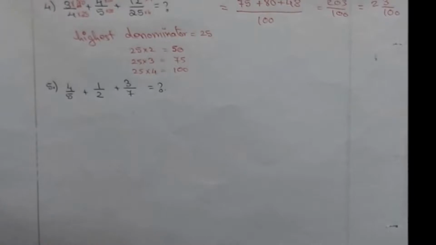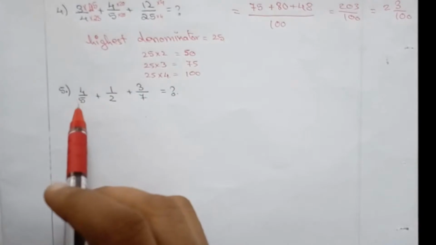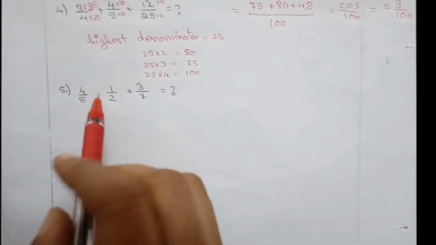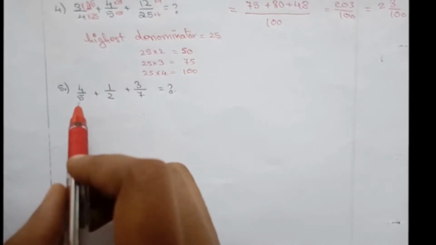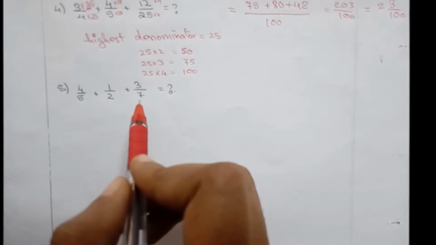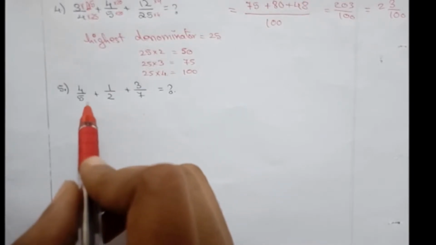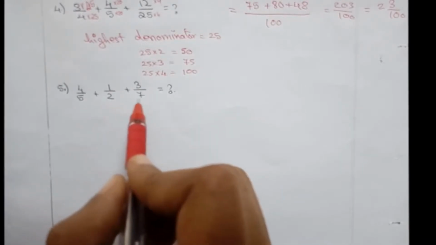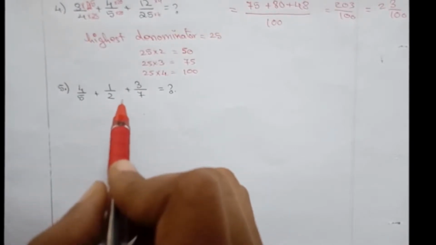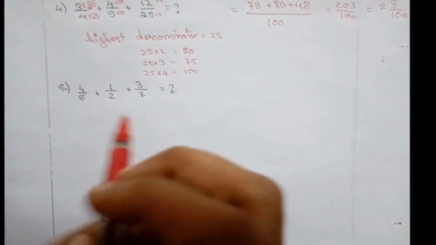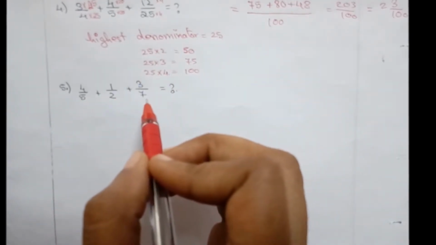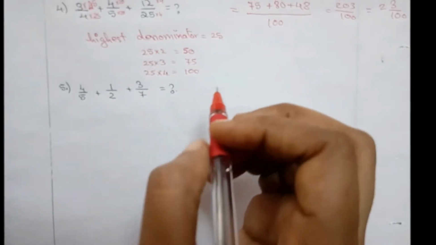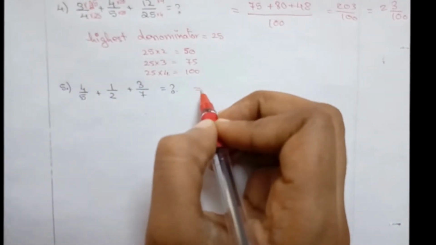In the next sum I have denominators of different numbers. See, everything is a single digit number, and here I have to check if I have all the 3 numbers as prime numbers. If I have all the 3 numbers as prime numbers, I can directly multiply them, or even if I have 2 prime numbers, I can multiply them. See, here 5 and 7 are prime numbers and all of them are single digit. So I'm going to directly multiply them.